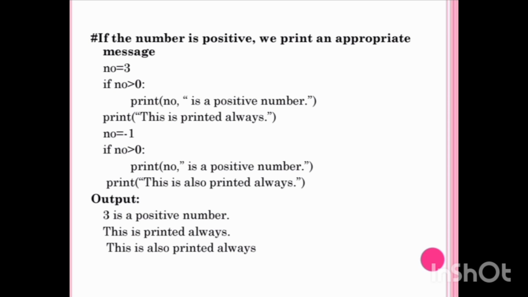Example: number equal to 3. If number greater than 3, in the if block, the statement is positive number. Outside of the if block, this is printed always. If the if condition is true, the if block statement will print. If the condition is false, the printed always statement will print. Then if number greater than 0, here 3 is greater than 0. So the condition is false. Outside of the block, the printed always statement is executed.